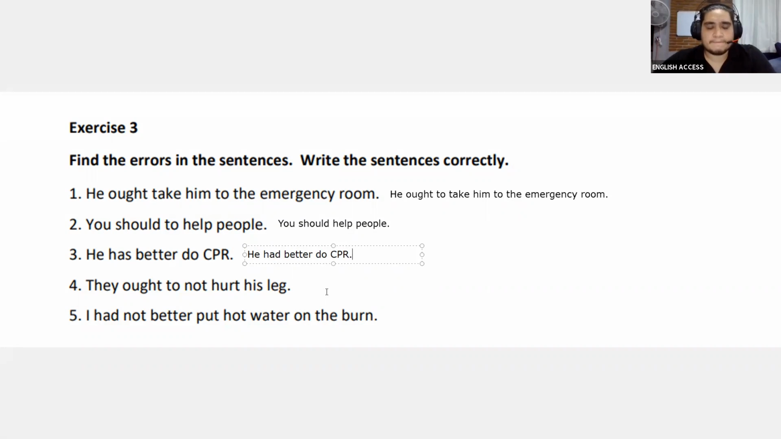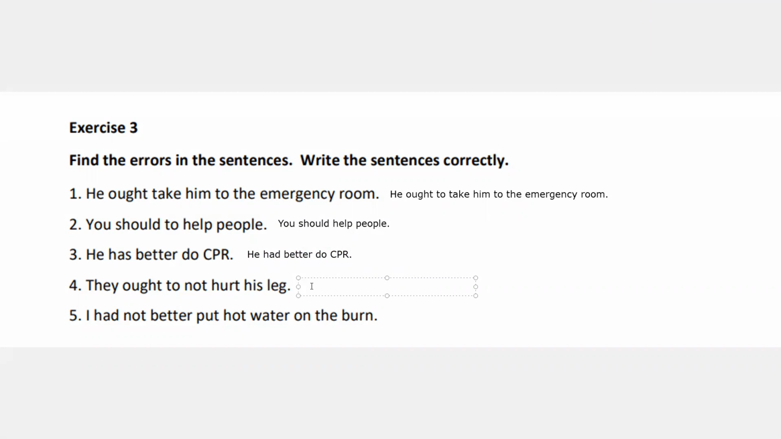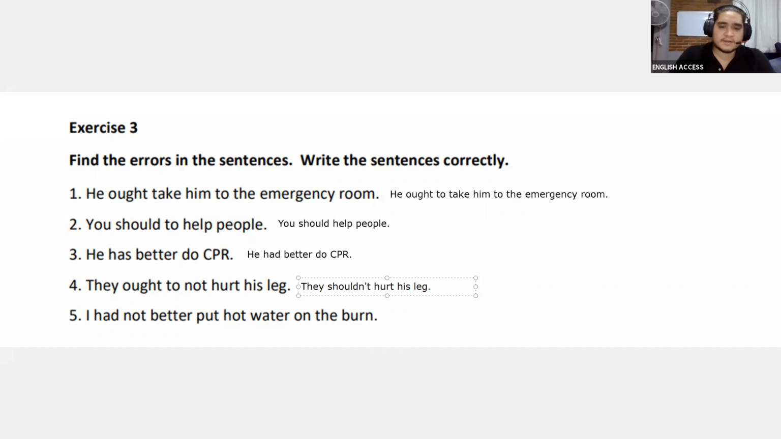Yep, very good. You cannot modify this because it is a modal. Number four, Karen, please. I'm not really sure, but I changed the word. They shouldn't hurt his leg. Yes, very good.